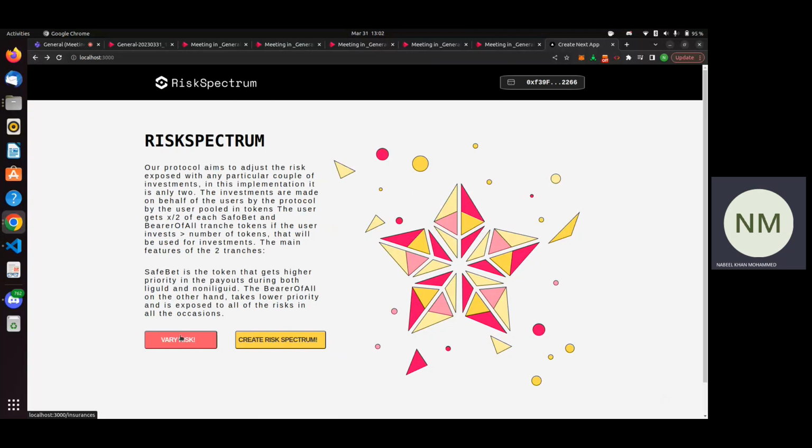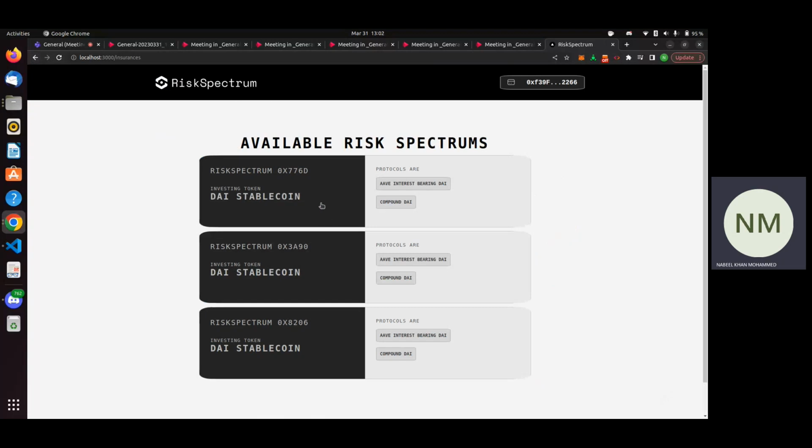Now, the create page is something that I'm building on right now. There are certain bugs that I'm facing right now, and I'll fix them in some time. But let me just focus on the existing risk spectrums. These are the risk spectrums that already exist. They're deployed using scripts itself. So the investing token is DAI, and the protocol I have is Compound, the same on three different instances.